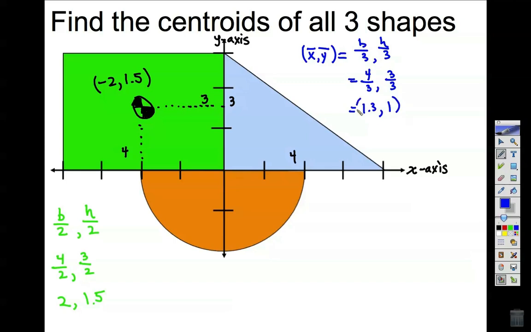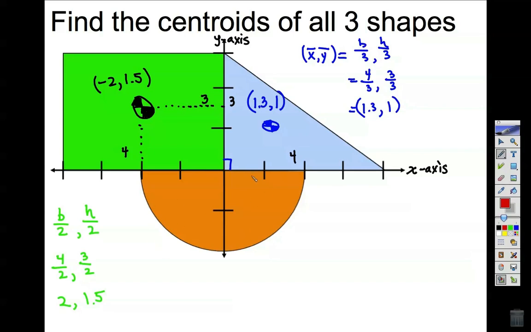Which comes out to be this right here. Okay, so 1 1/3 and 1, which comes out to be somewhere right here. Again, it's the distance away from the right angle, but because the right angle begins at 0, 0, this still matches these values.